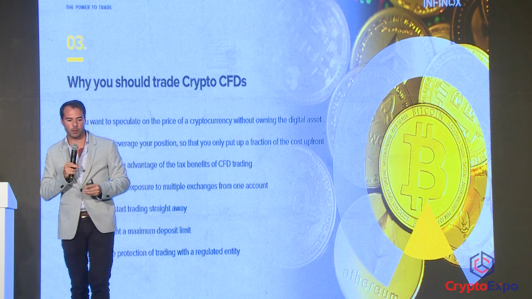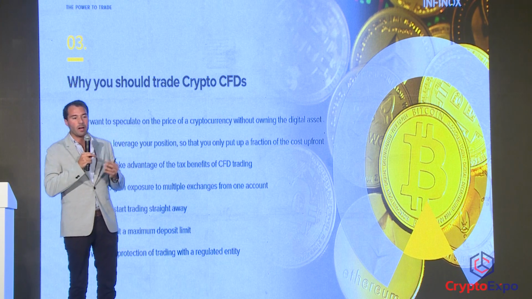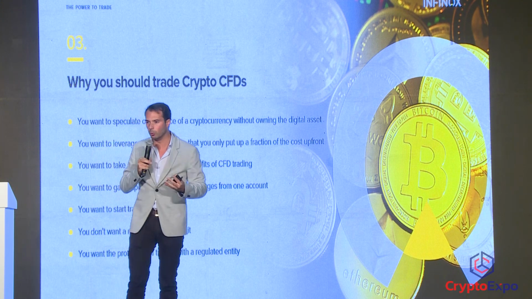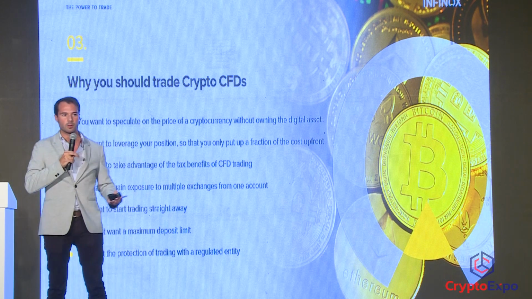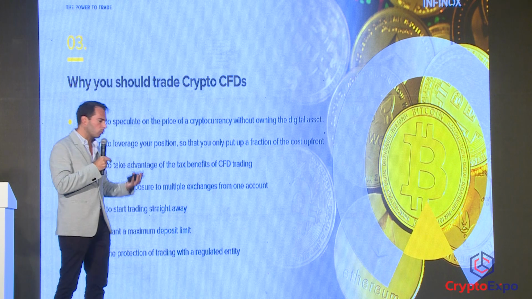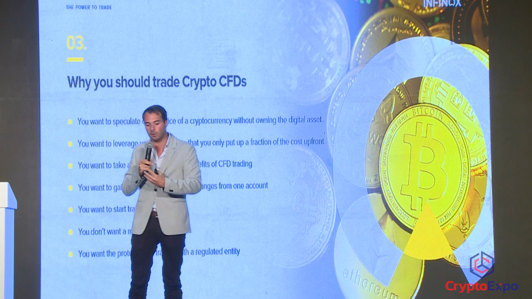So why should you trade crypto CFDs? You want to speculate on the price of cryptocurrencies without owning the digital assets. You don't want to bear the burden of having to own your own cold wallets, storing the private keys, and passing through the issues of eventually losing those keys.